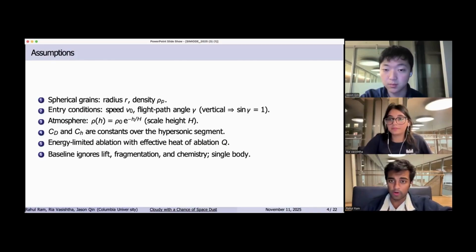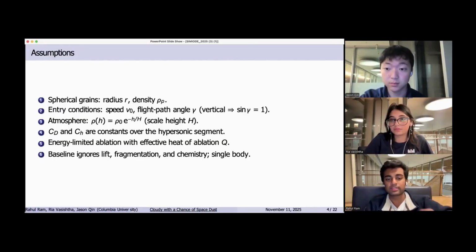This is a very standard atmospheric model, as it makes the equation neat and still realistic. The drag and heat transfer coefficients CD and CH stay constant through the hypersonic phase. They normally change with speed and flow, but assuming they're roughly 1 makes the model easier to handle without losing our main behavior. We also assume the only way the particles lose material is through heating, not breaking apart. This process is called energy limited ablation, meaning it takes a fixed amount of energy to melt or vaporize 1 kilogram of stuff. We call that constant Q star.